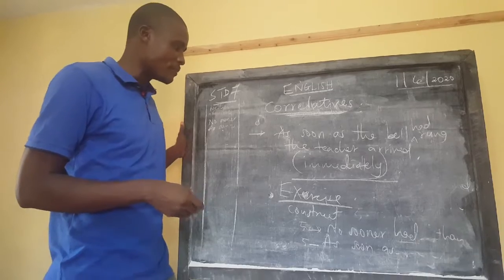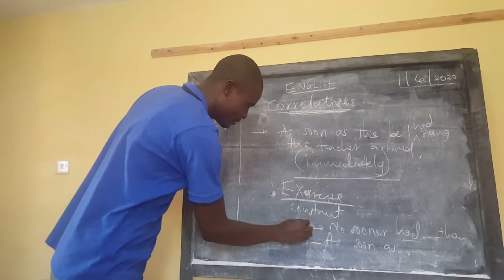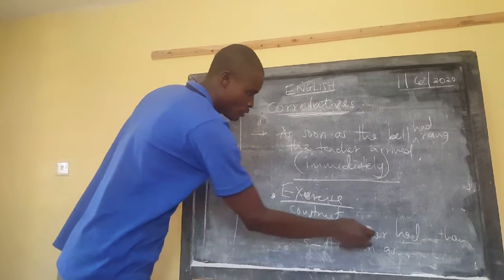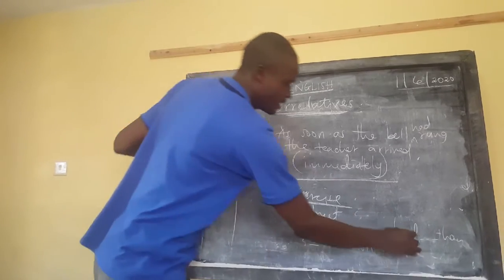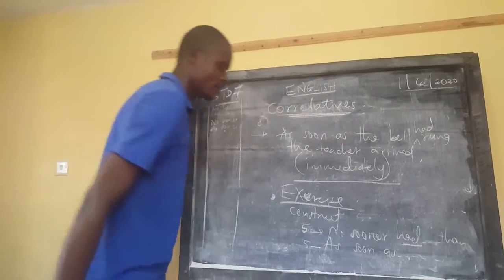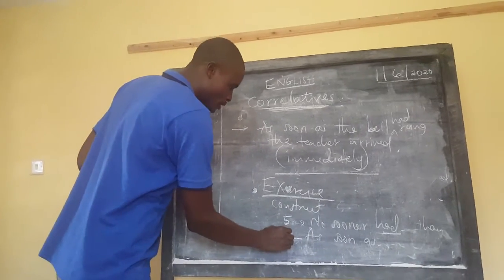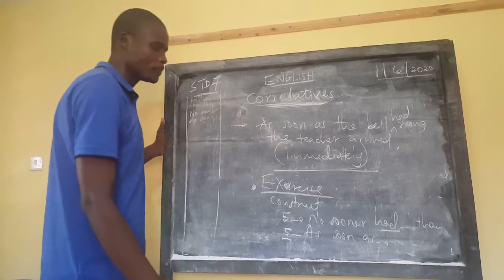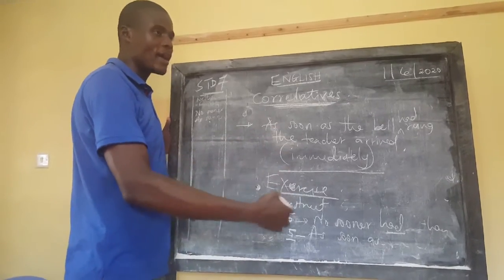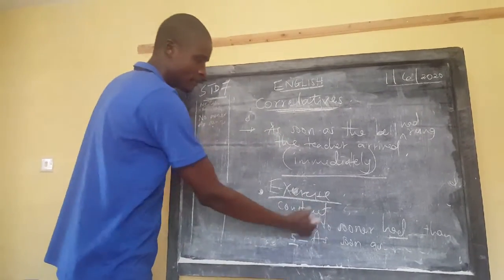So until next time, construct five sentences using no sooner and ensure that they are rightly written using had and than to show something happening immediately after the other, and use "as soon as" as we have mentioned to show how one thing happened after the other. Because this one means the same.